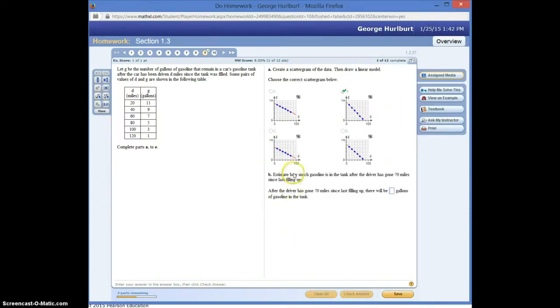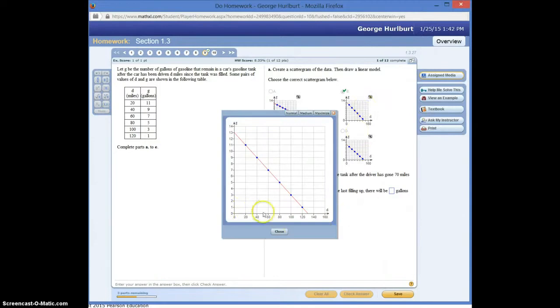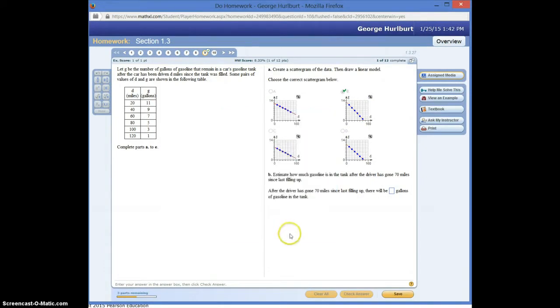All right, next. Estimate how much gasoline is in the tank after the driver has gone 70 miles since the last fill up. Couple different ways to do that. One, again, is to open the graph and go to 70. So 70 is right there, and I come up to 70. It would look like I have about 6 gallons. Or the other way to do that is to look at the table and notice here's 60 and here's 80. And so halfway between 60 and 80 would be 70 miles. And so it kind of makes sense that halfway between those two numbers would be correct. So I think 6 is the right answer.